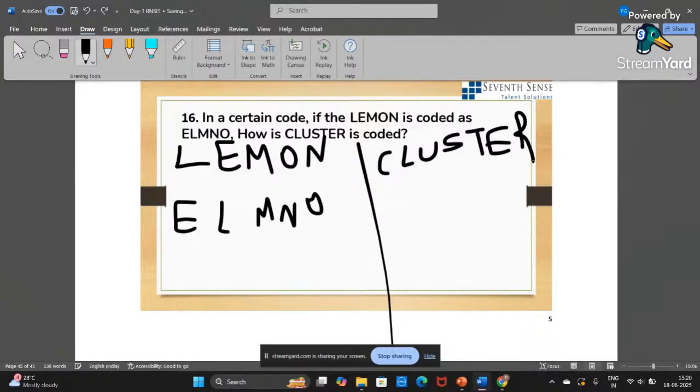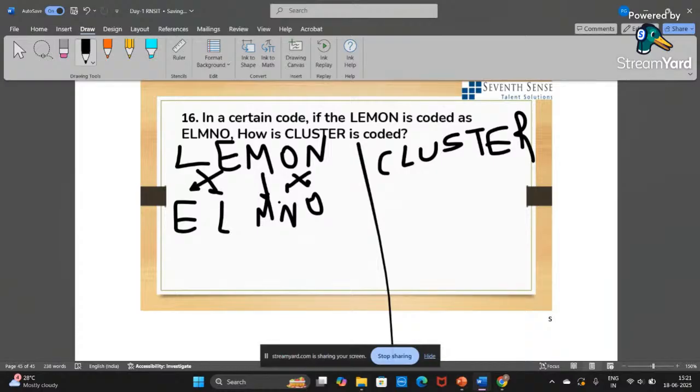So first we have to find the relation. Think for a while. For this, they have written the same alphabets. For the first, they paired the first two and last two letters, and the middle one they have written C as it is. So that is one of the methods.